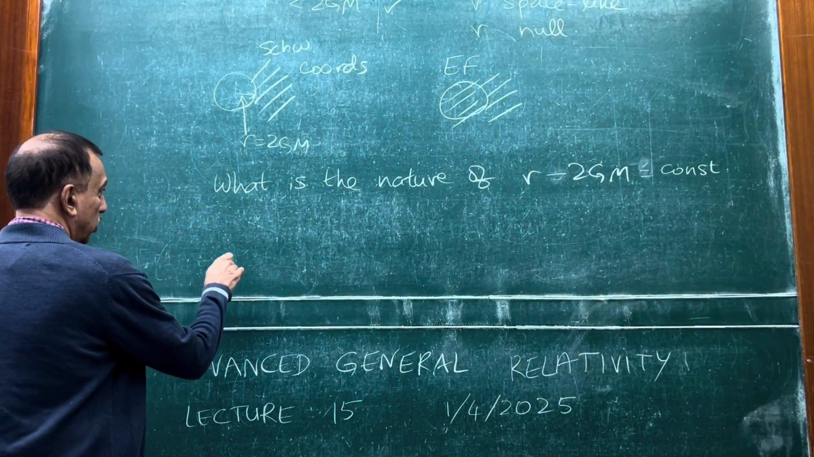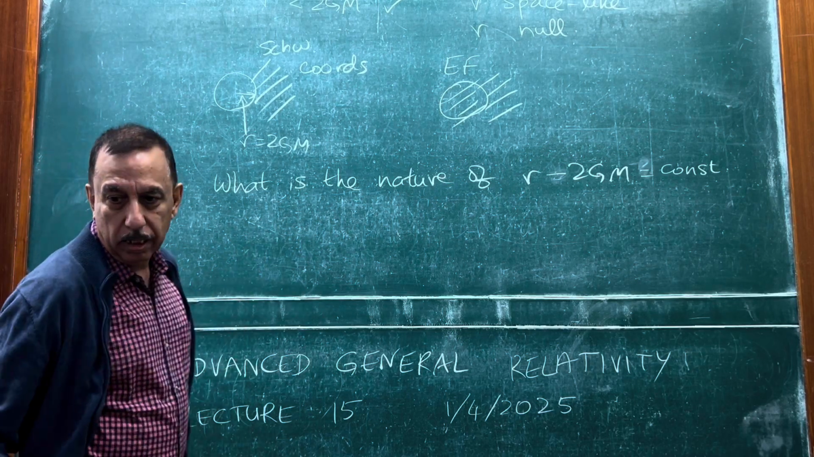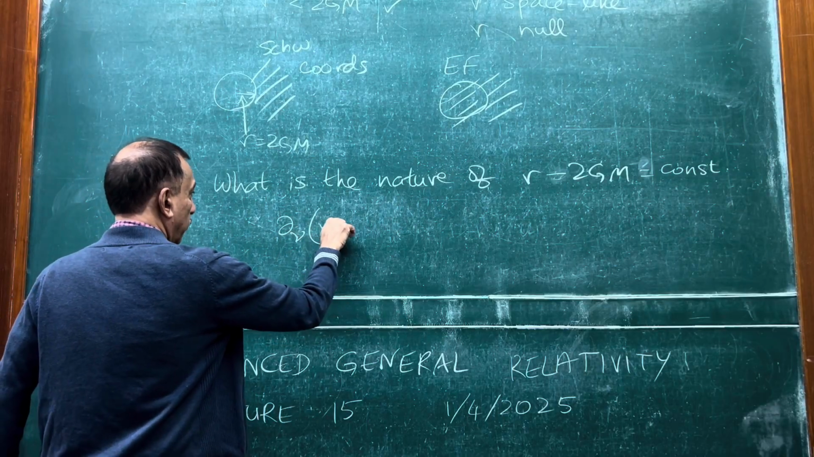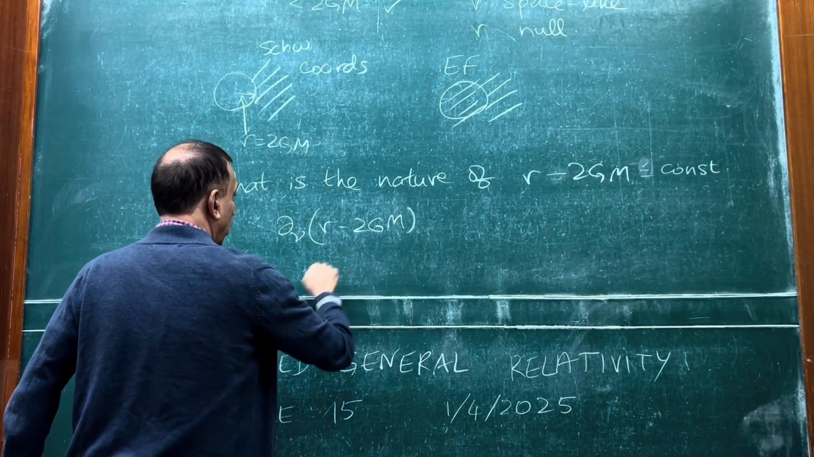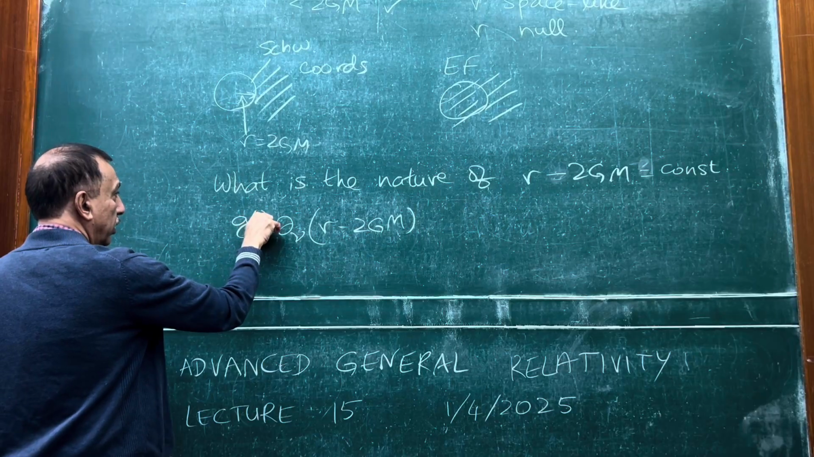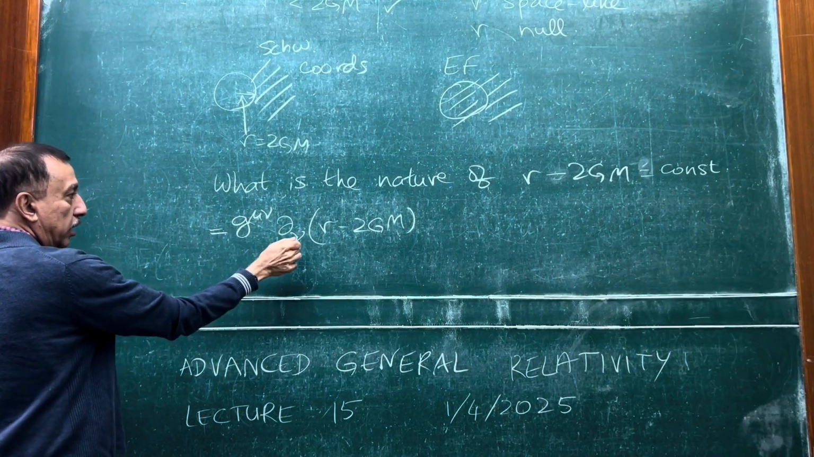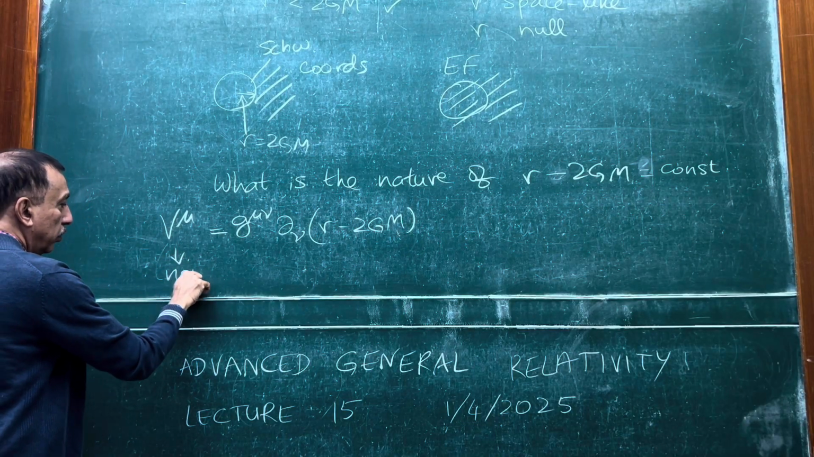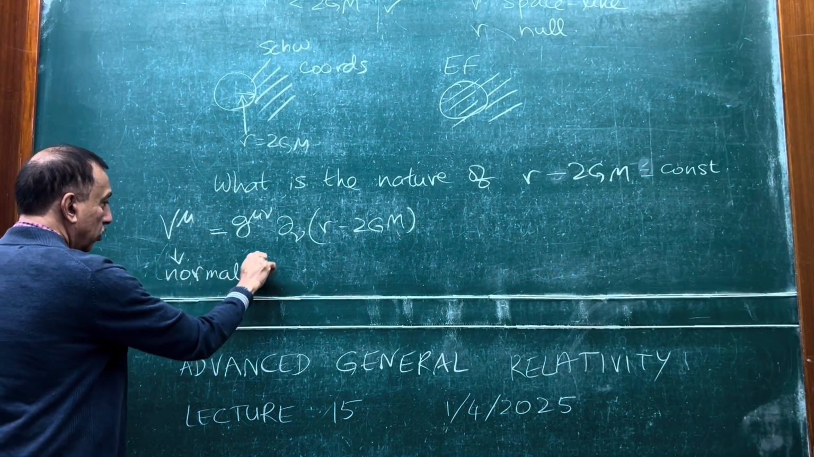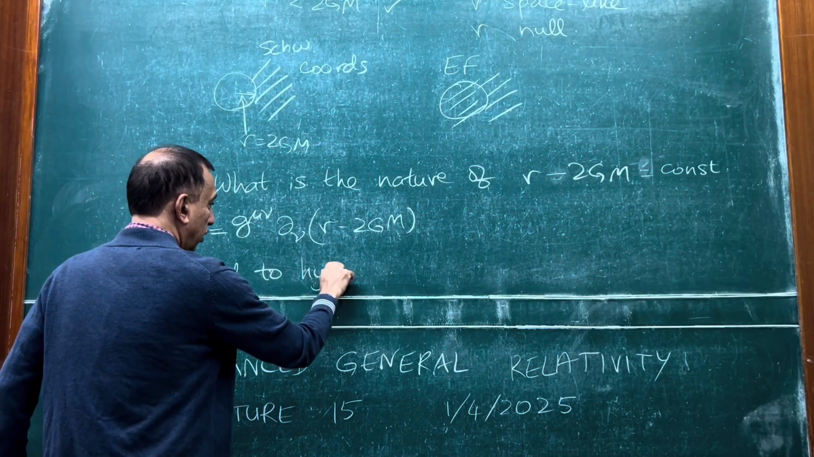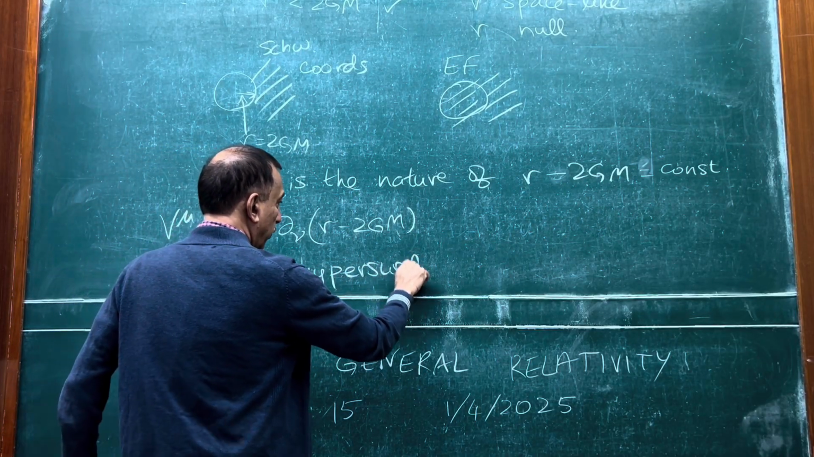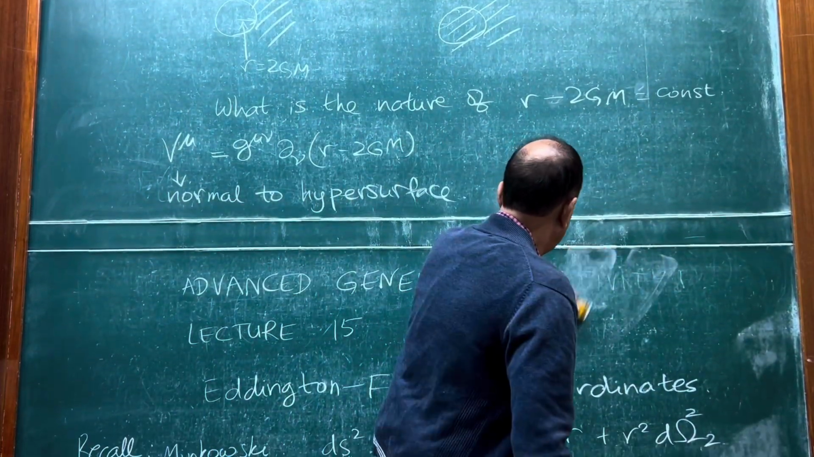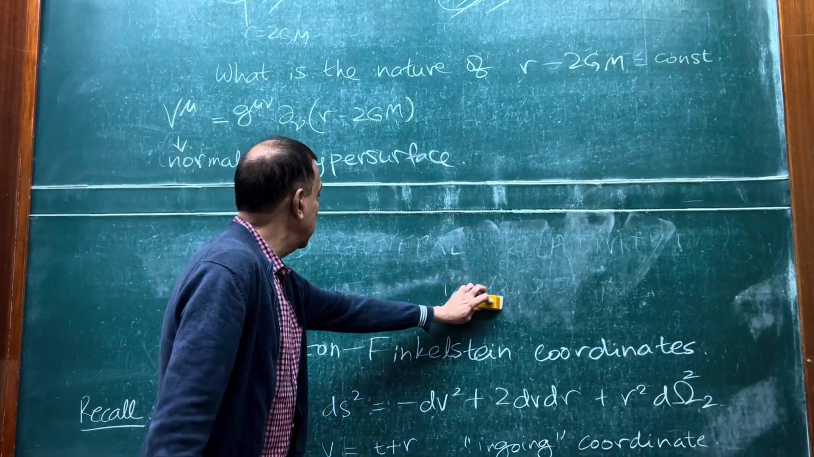and then we can study that normal vector. So the gradient is given by, let's say, del mu of r minus 2GM, and then if I want to find the vector field corresponding to this, I have to raise this index and I call this v mu, and I'm guaranteed that this will be a normal vector to the hypersurface. We've discussed all this many times. It's how we study hypersurfaces.